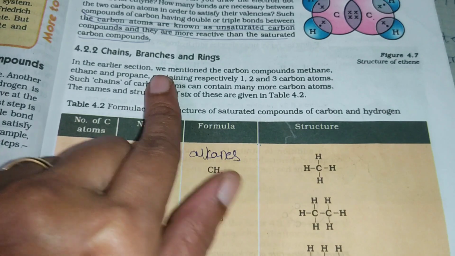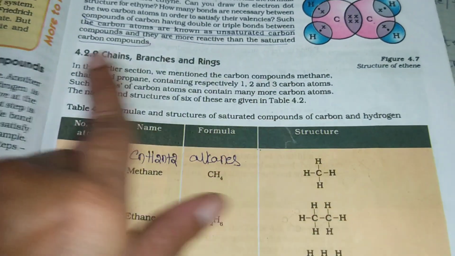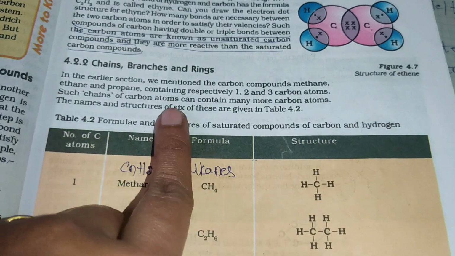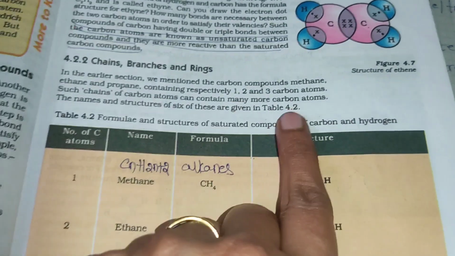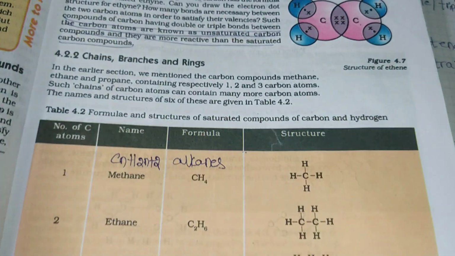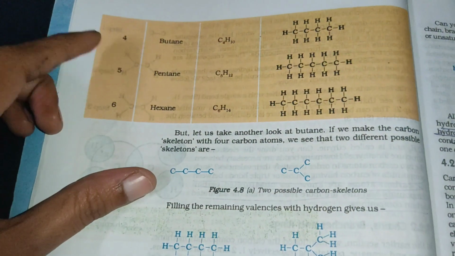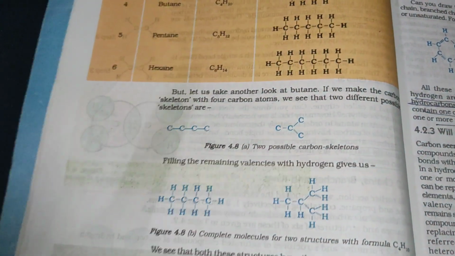So in the earlier section we mentioned the carbon compounds methane, ethane, propane containing 1, 2 and 3 carbon atoms. Since chains of carbon atoms can contain many more carbon atoms, the names up to 6 are given. So already we discussed this. I drew 4 and I told you to draw 5, 6 also. You can draw it very easily.